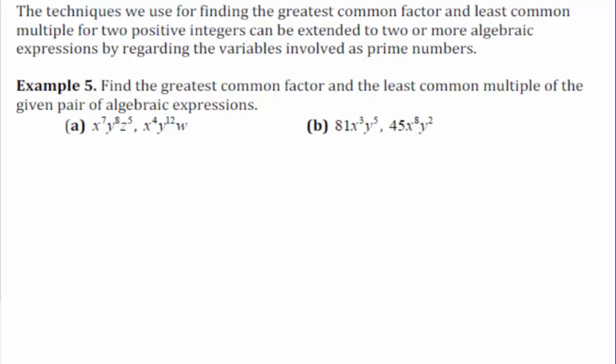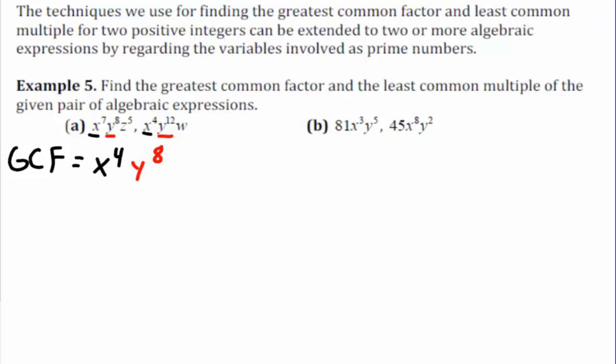Alright, so we're going to find the greatest common factor and the least common multiple. So remember, the GCF is what they have in common. So we're going to go through and look and say, well, what do these two guys have in common? They both share 4 x's. And they both share 8 y's. And that is it. So that is their greatest common factor, x to the 4th, y to the 8th.